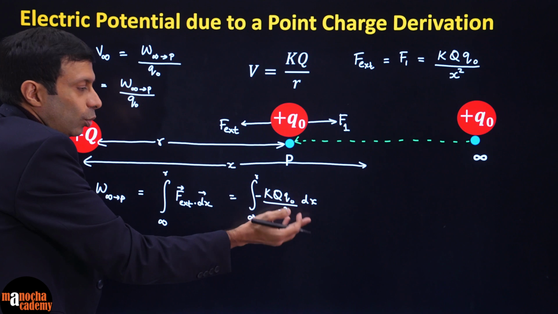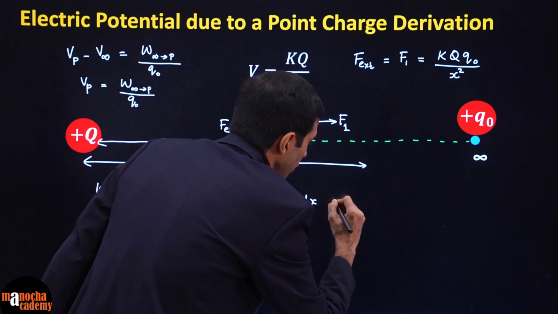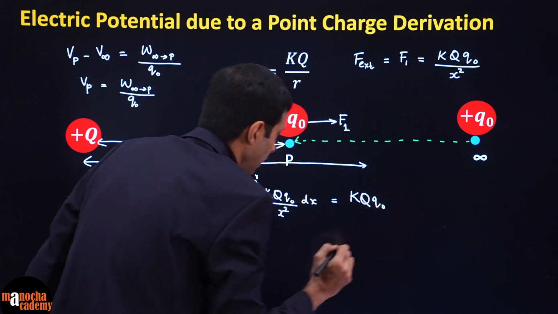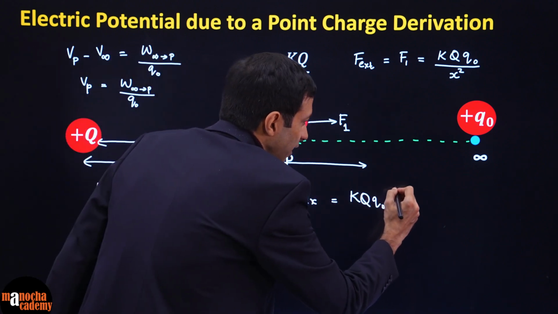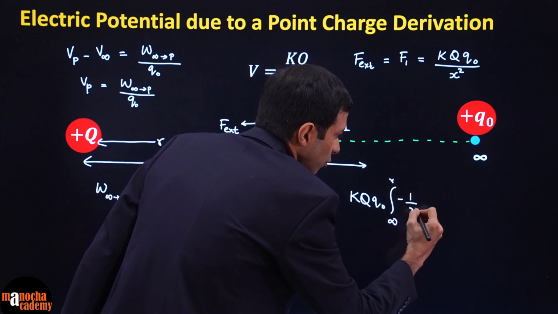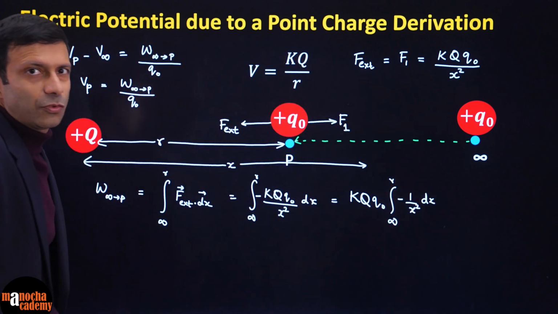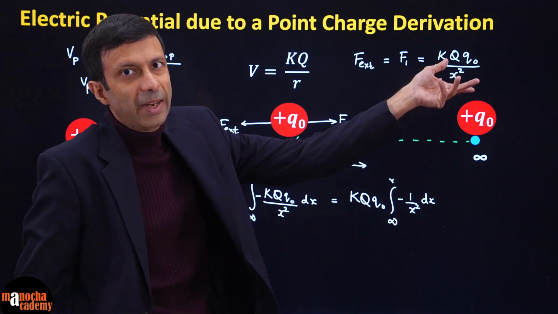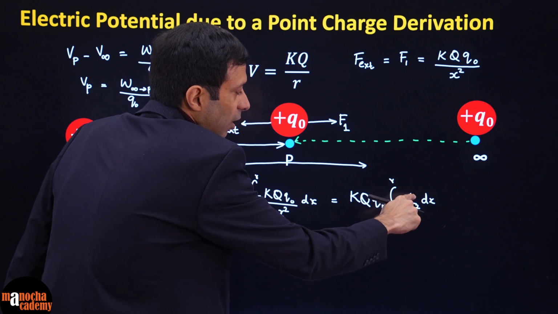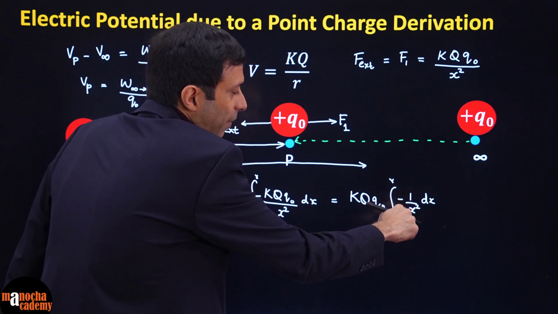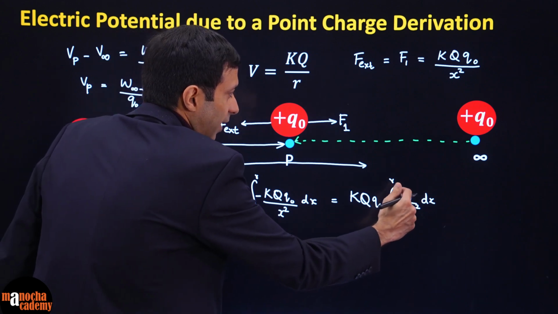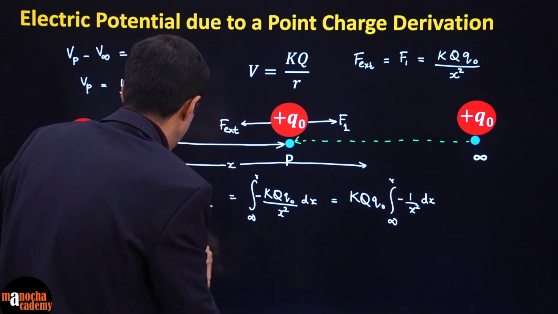K, Q, Q naught are all constants, so let's get them out of this integration. They are free to come out. So K, Q, Q naught are celebrating outside. And then we are doing integration from infinity to r of minus 1 by x squared dx. Now can you guys integrate this for me? This is x to the power minus 2. Apply the integration formula, minus 2 plus 1, so that will give you 1 by x, right? X to the power minus 1, and you have a negative sign there. So the minus will cancel over there.